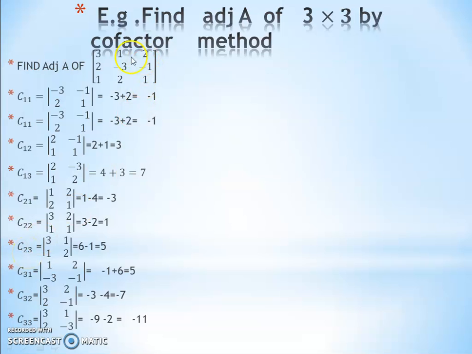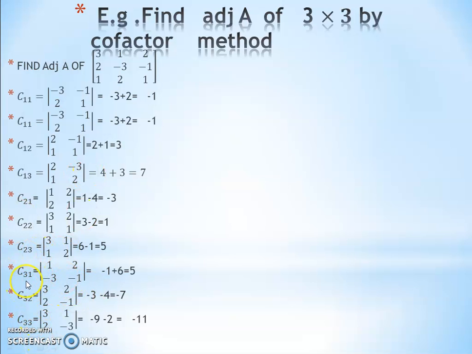C23 is allotted here. C23 means second row, third column, which we have to skip. What is remaining? 3, 1, 1, 2. We highlight here. 3 times 2 is 6, 1 into 1 minus 1. 6 minus 1 is 5. Now we have to take our last remaining cofactors C31, C32 and C33.